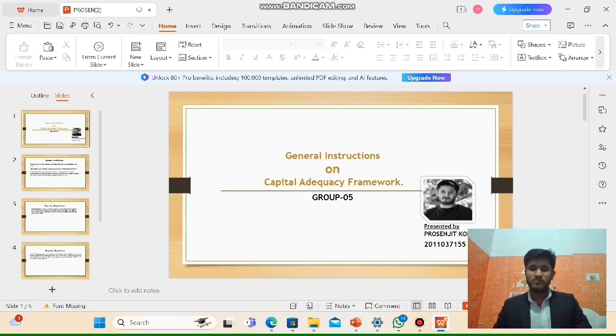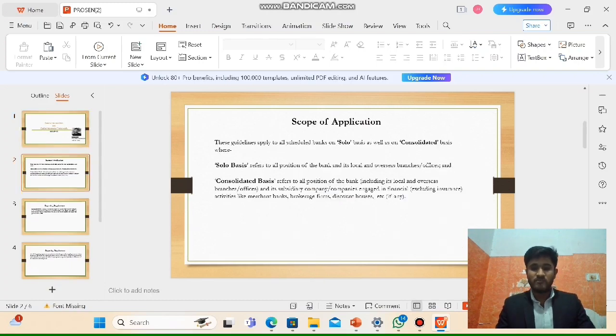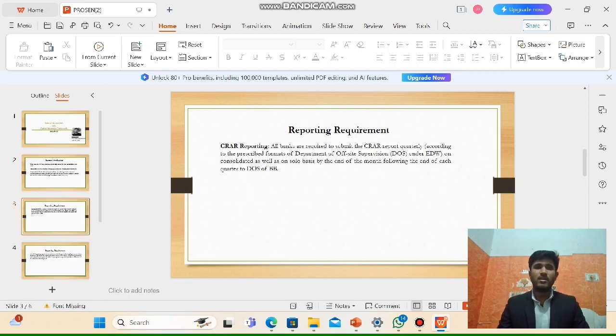My fellow mate has discussed CRAR, which is the abbreviation of capital to risk weighted asset ratio. Now I will discuss further about this topic. I will start with the scope of application of CRAR, meaning capital to risk weighted asset ratio. It is report requirement. Now I'll move forward.